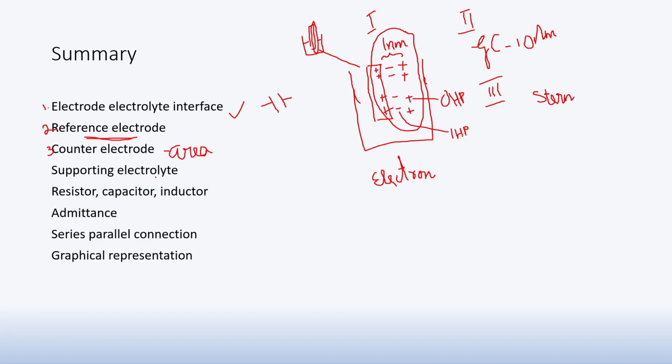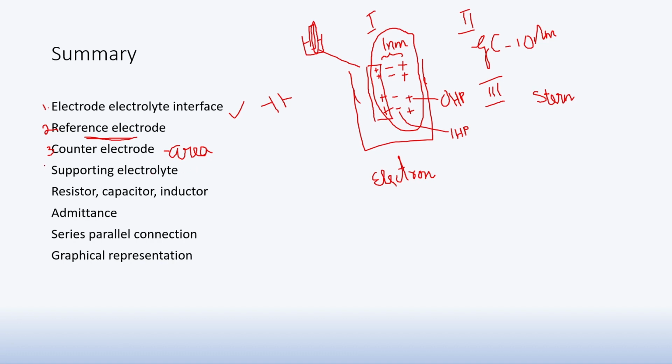So if the current through the counter electrode increases, that voltage will increase, and that is not good for the equipment. So if the area is large, the current per unit area will reduce, and the potentiostat will have to apply a lower potential in order to maintain that current. So basically, for better performance of the equipment, we can have a large counter electrode area.